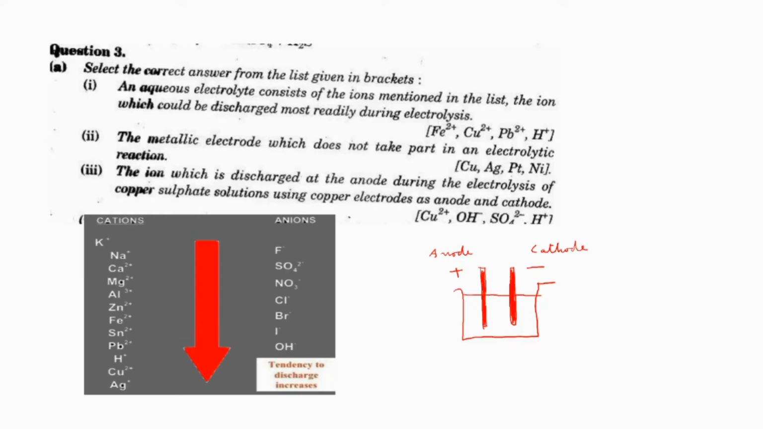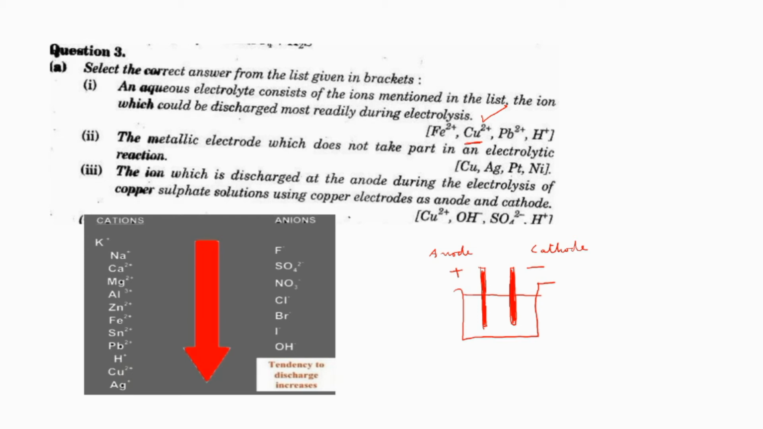As a result, the blue color of the electrolyte will be retained. Easy, no? Now see the questions. All these are board questions related to the electrolysis of copper sulphate solution. You read and find out. It will be so easy for you. Select the correct answer from the list given in brackets. An aqueous electrolyte consists of the ions mentioned in the list. The ion which could be discharged most readily during electrolysis. Out of this, which one will get the chance to get discharged? The ion occupying the lowest position in the electrochemical series will get more chance to get discharged. So out of all these ions, the one occupying the lowest position is Cu2+. So that will get more chance to get discharged, and this is the answer.